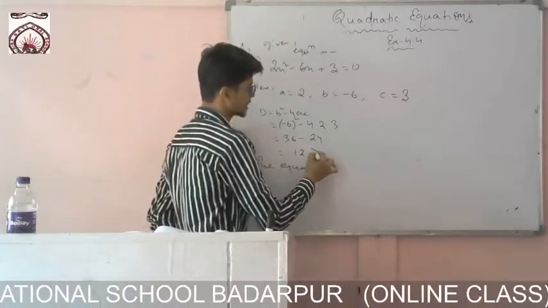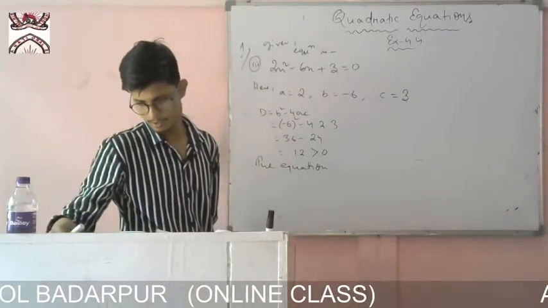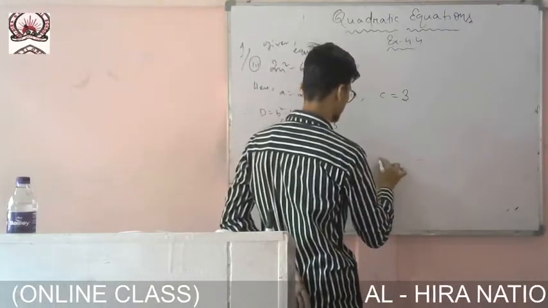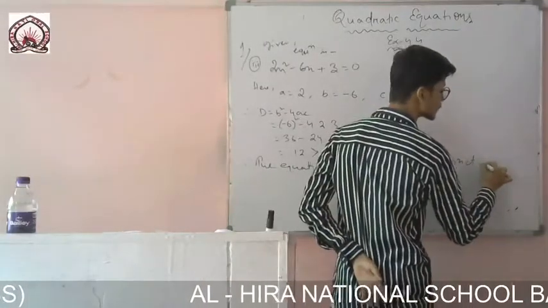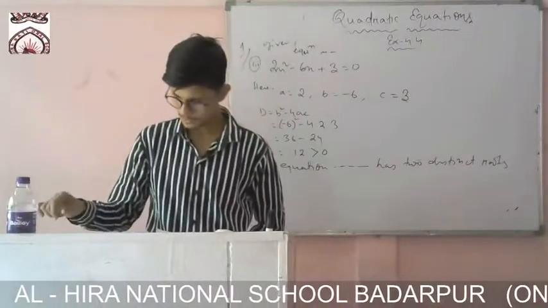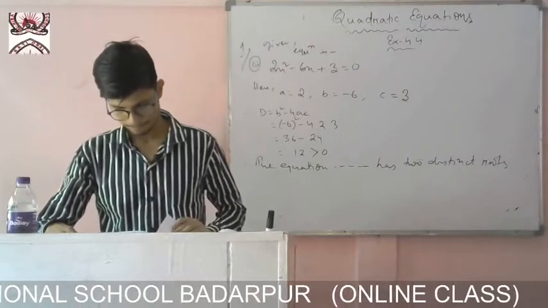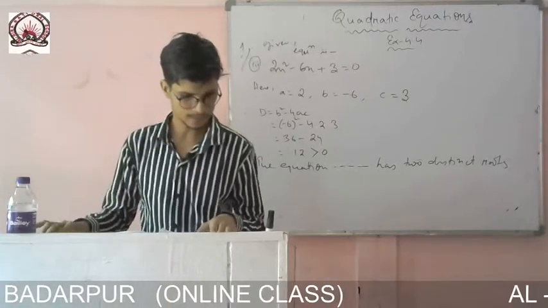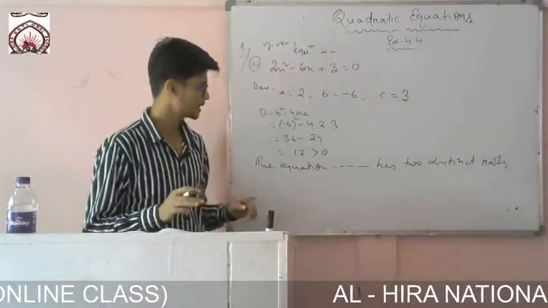So that means it is greater than 0. If it is greater than 0, then it has two distinct roots. So you write there, the equation has two distinct roots. Oh sorry, one more thing is there: if real roots exist, then find them. Okay, let me do it for this one.